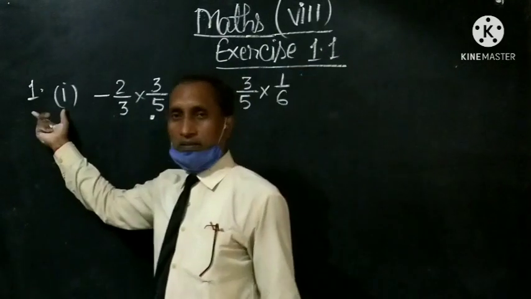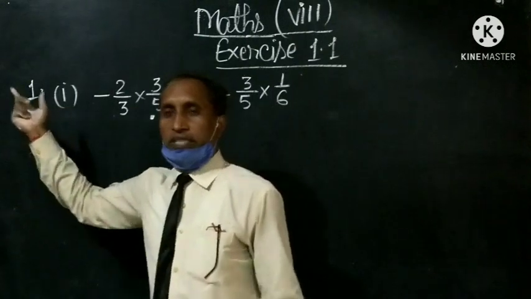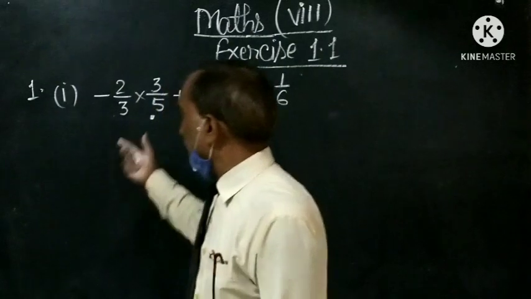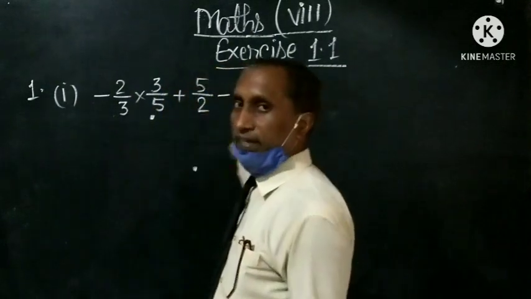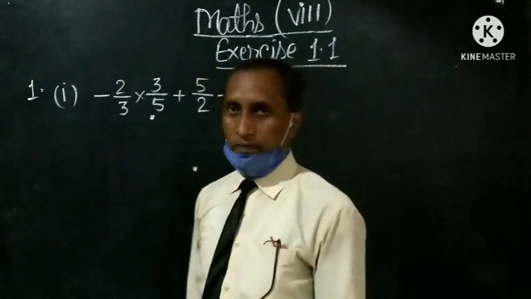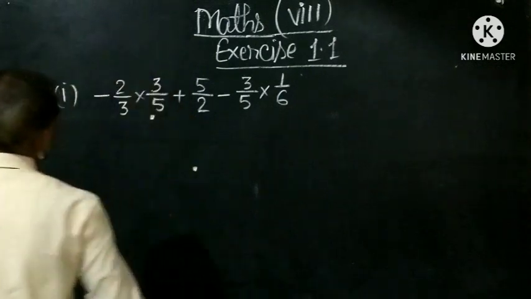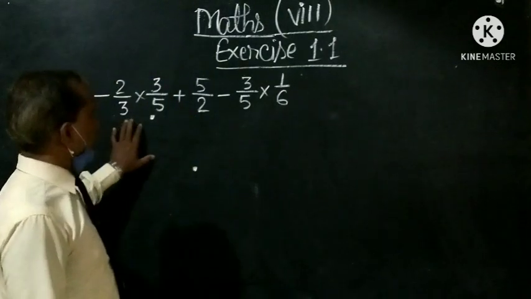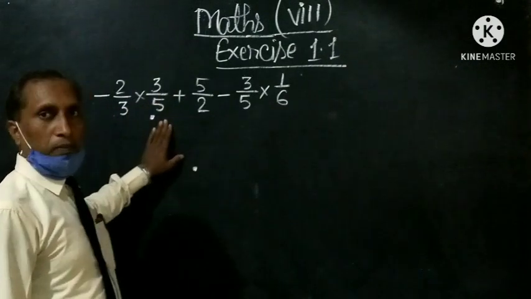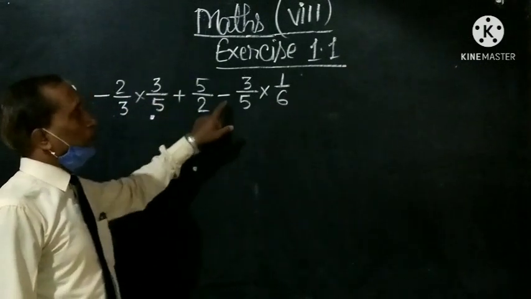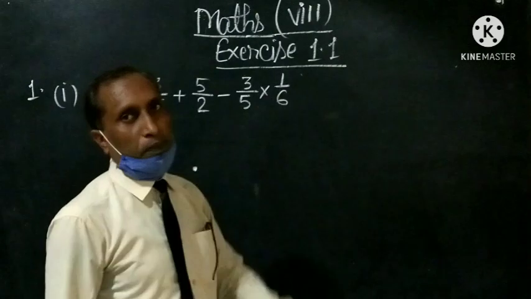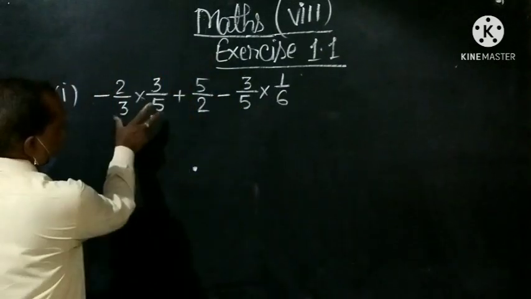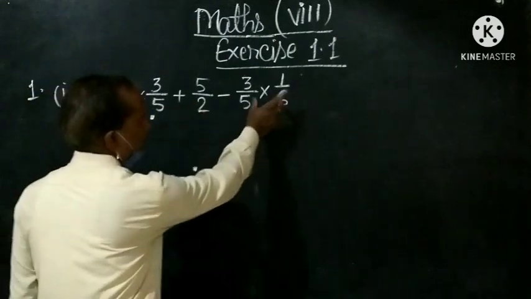Question number 1. Using appropriate properties, find the value of the given expression. First of all, the first part is minus 2 upon 3 into 3 upon 5 plus 5 upon 2 minus 3 upon 5 into 1 upon 6. Here there are three terms: first, second and third.